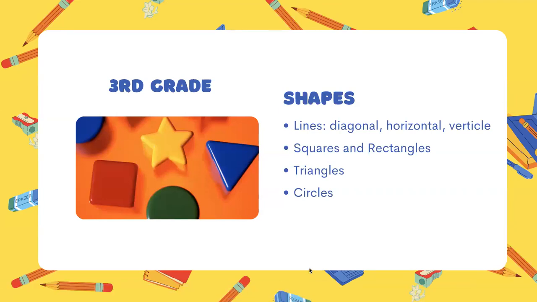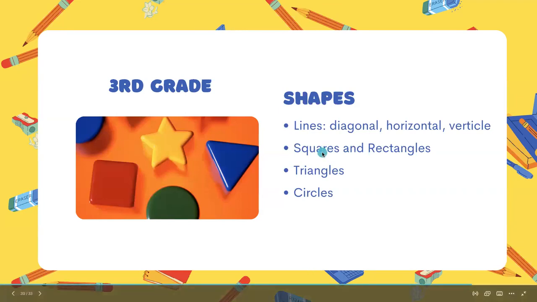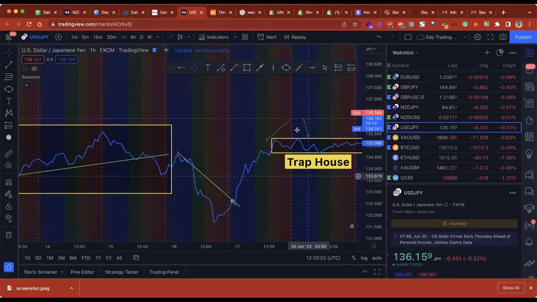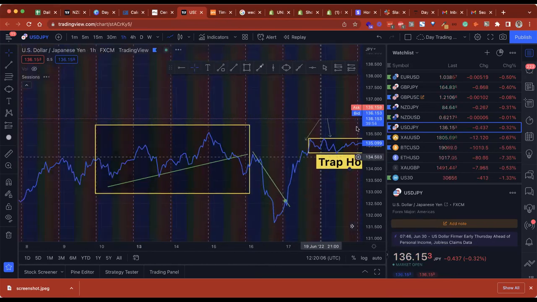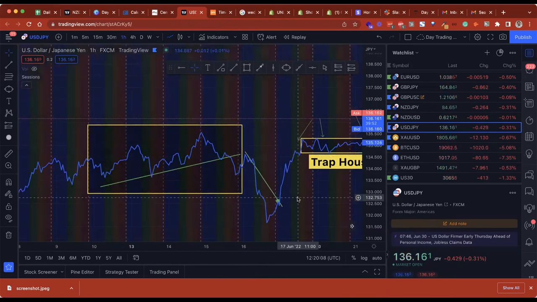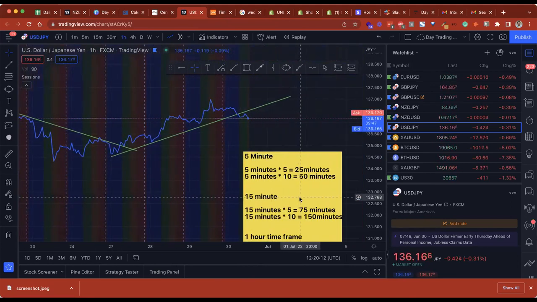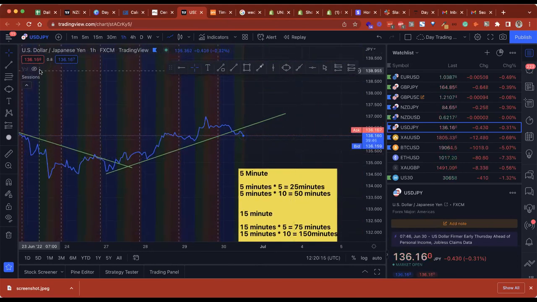Let me jump over here into this chart that we've got. Let's get this started. Over here, we were on USD JPY. Remember, we talked about this before.